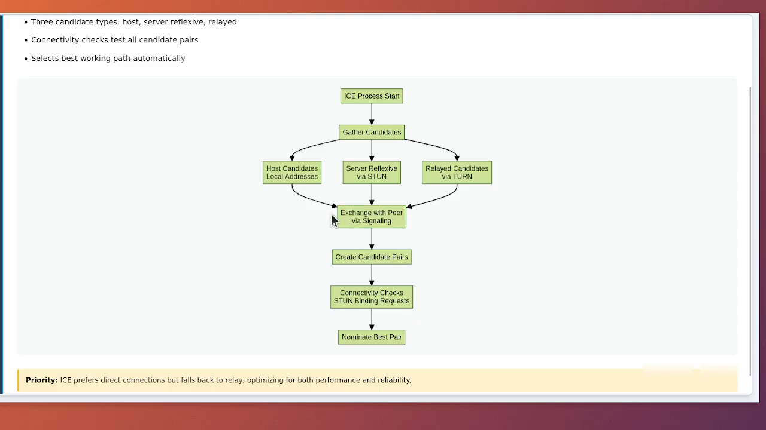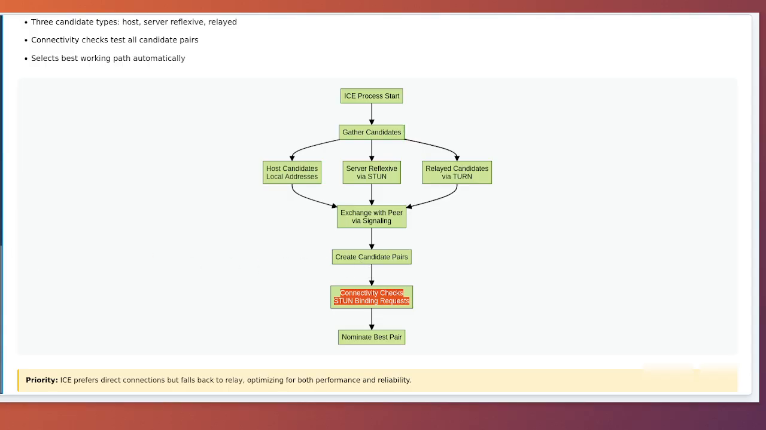The signaling channel is separate from the media path and typically uses a protocol like SIP, XMPP, or WebRTC signaling over WebSockets. Each peer shares its complete list of candidates with the other peer. Once both peers have received each other's candidate lists, they enter the connectivity check phase. This is where ICE performs its systematic testing.